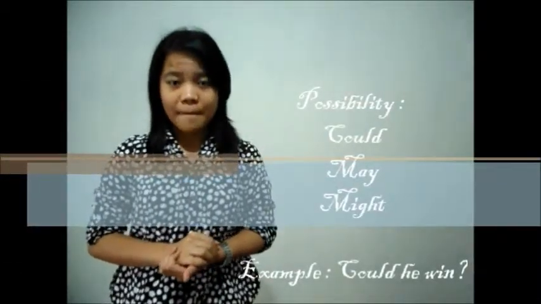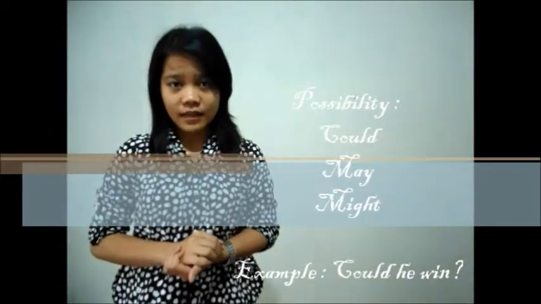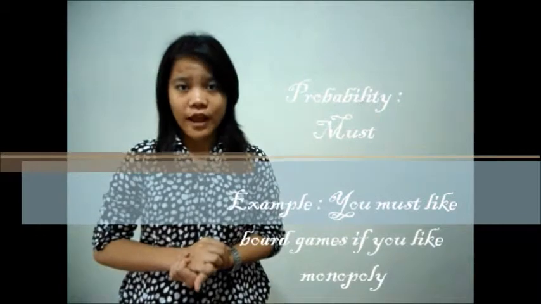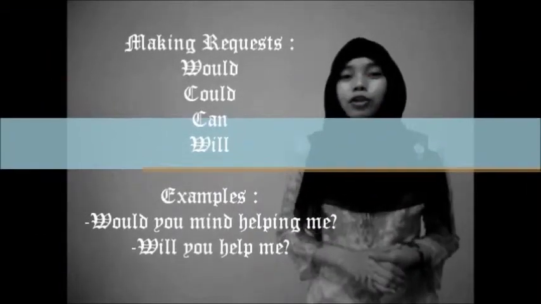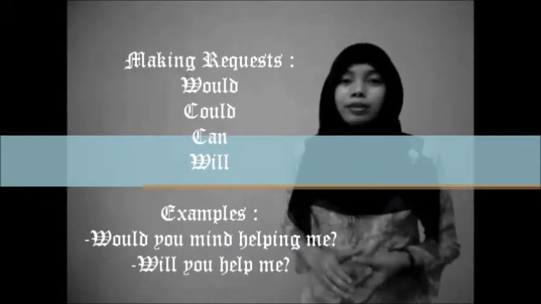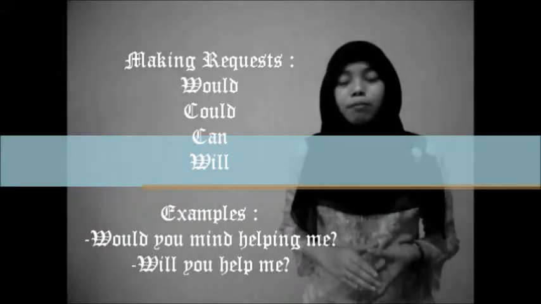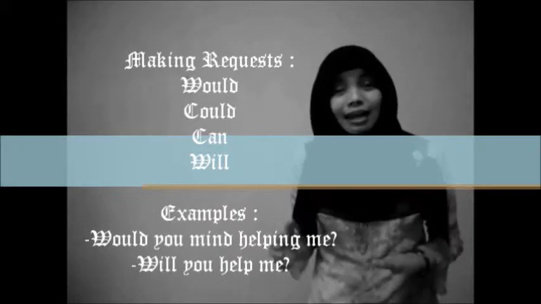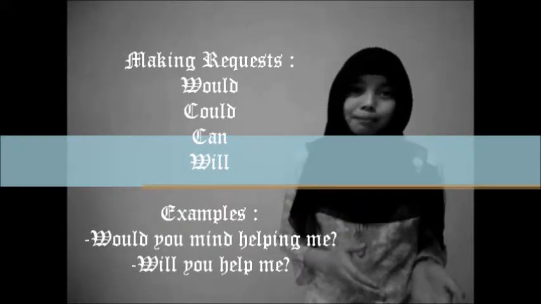Now, for expressing possibility, we use could, may, and might. For example, "Could he win?" And for expressing probability, we use must. For example, "You must like board games if you like Monopoly." For making requests, we use the modals would, could, can, and will. Would and could are more formal than can and will. For example, "Would you mind helping me?" "Will you help me?"